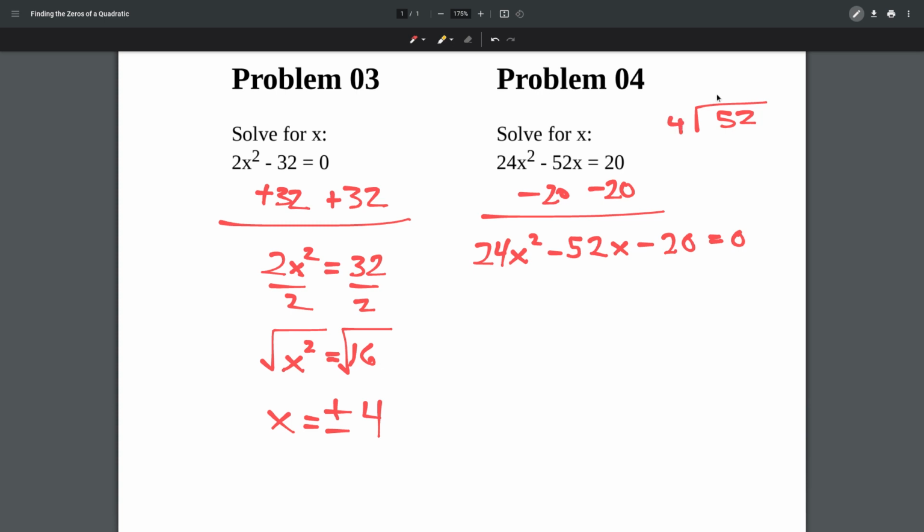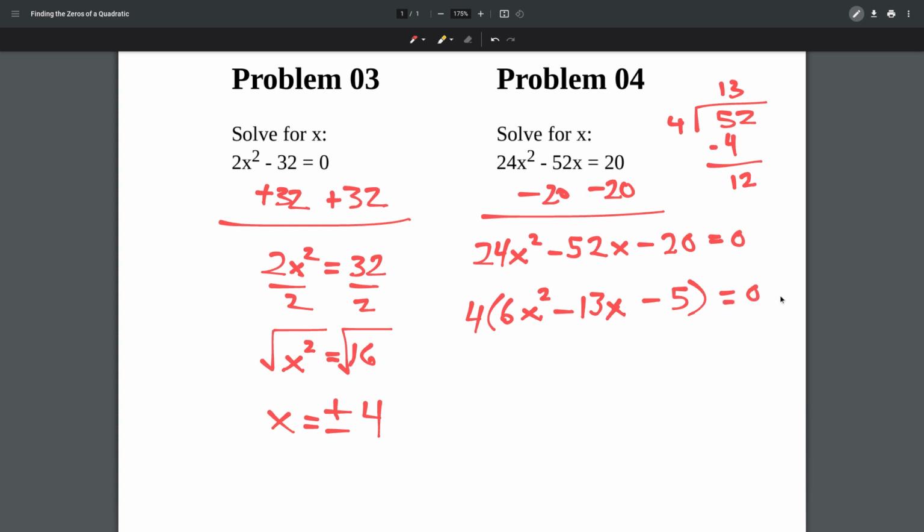And if I look at it, it turns out, yes, 13 times 4 is 52. We get 12 here, and 4 goes in exactly 3 times. So I'm going to factor out a 4. So if I factor out a 4, I get 6x squared minus 13x minus 5 is equal to 0.